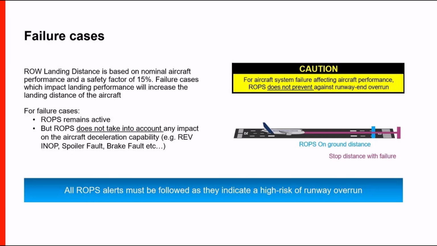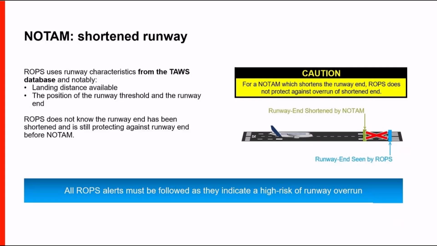You should also be aware that ROPS does not consider any impact on the deceleration ability of the aircraft due to some failures. If there is a NOTAM that shortens the end of the runway, ROPS does not know that the end of the runway has been shortened and is still protecting against the runway end before the NOTAM.